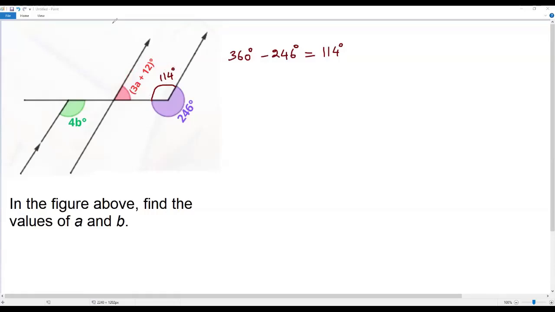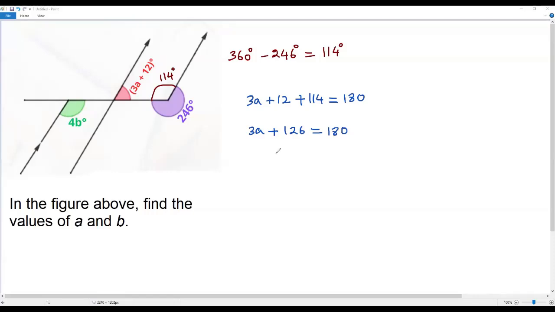Now let me do it. So I'm going to add 3a plus 12 plus 114. So these two angles must add up to 180. Now let's solve for A in this equation. 3a plus, when I add 12 and 114, I'm getting 126, equals 180.